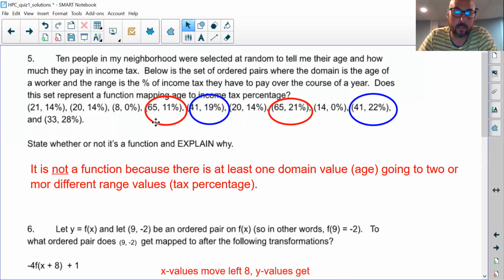And here's the counterexample. Here's the proof. If you have a 65-year-old person, we don't know what percentage they are for income tax. We don't know if they're 11% or 21%. So it's not a function. Age 41 has the same problem.